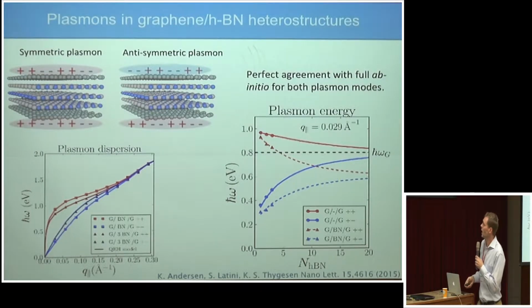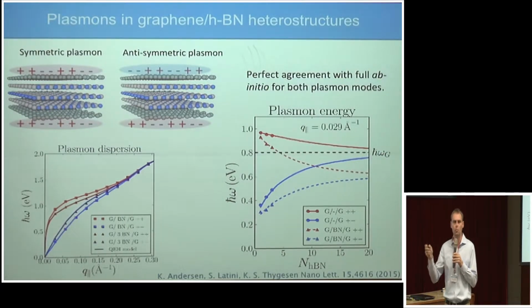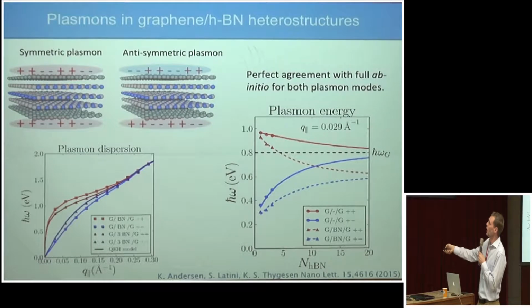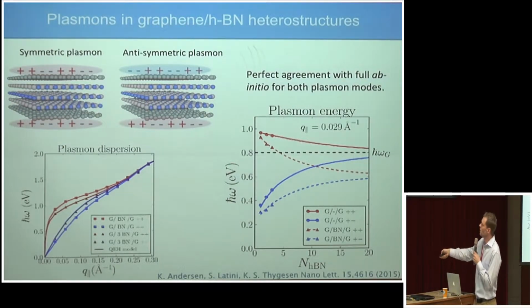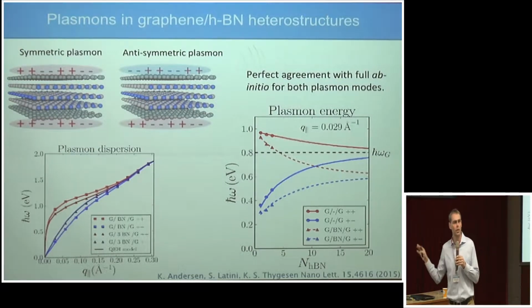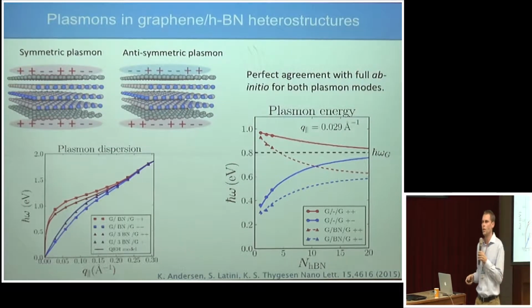So in this case, we're looking at plasmons in these types of heterostructures where we have a doped graphene layer and another doped graphene layer, and then we have some spacing in between of hexagonal boron nitride that separates the two graphene layers. And what we find is we have a symmetric plasmon and an antisymmetric plasmon, because the two plasmons talk to each other due to the long-range Coulomb interaction. And this is the plasmon dispersion of the two types of plasmons here, the even and the odd plasmon. And all the points are full-fledged ab initio calculations for this heterostructure, and the full lines are what we get with the model. So you can see there is a perfect agreement.